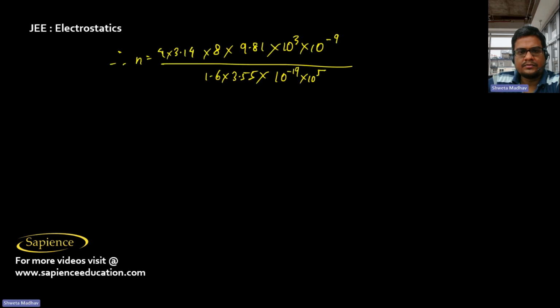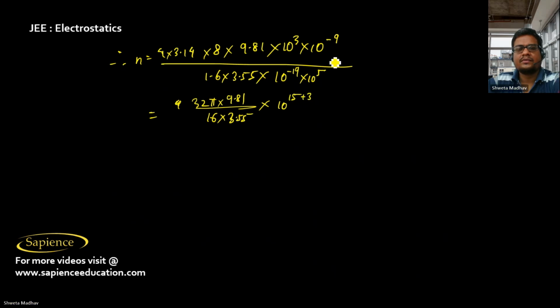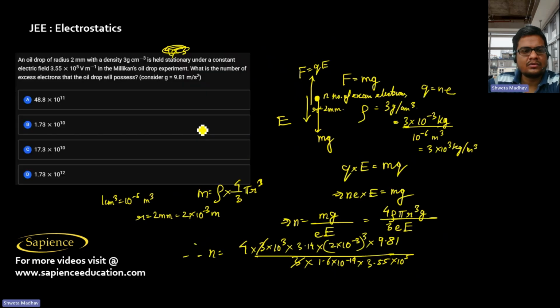And power 5. So this will be 32 pi into 9.81 divided by 1.6 into 3.55 into 10 power 19 minus 9 is 10 power 10 plus 5, that is 10 power 15 plus 3 or 18. So it is of the order of 10 power 18.